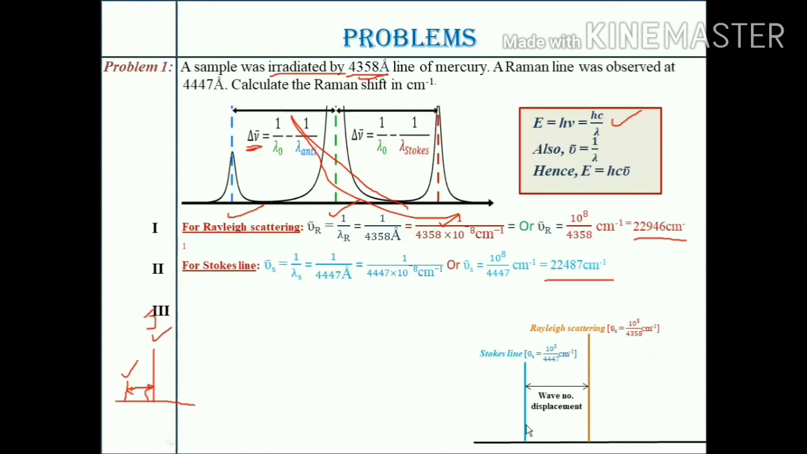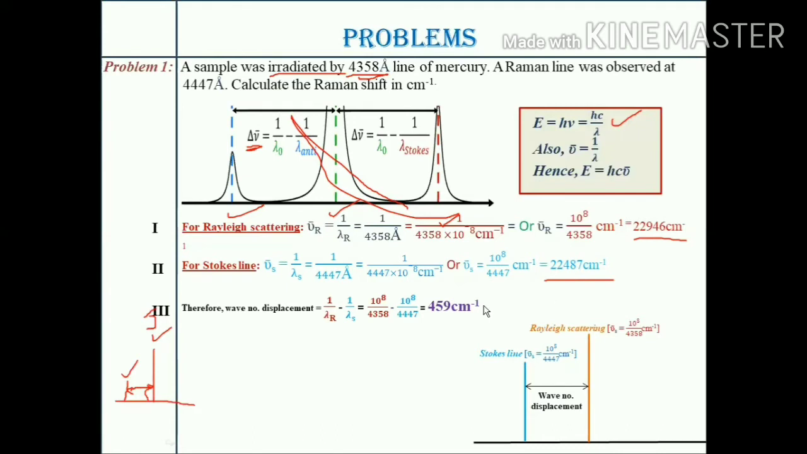To the left of it is the Stokes line. So Rayleigh scattering has the wave number of this, and the Stokes line also, we know the value of the wave number, so we can simply calculate the gap between the two, the value of wave number displacement. So how much has the wave number been displaced? It is very simple. It's just the difference between the two values that will give us the displacement of the wave numbers. So the displacement is basically the difference between two values, that is 1 over lambda r minus 1 over lambda s, or let's say mu bar r, the wave number of the Rayleigh scattering, minus the wave number of the Stokes line.